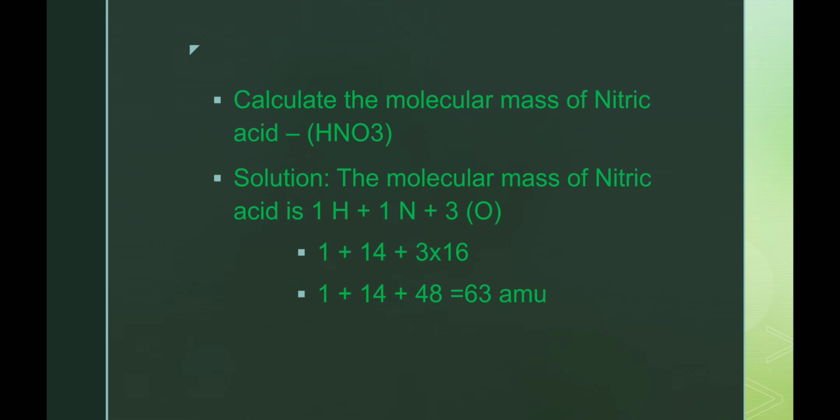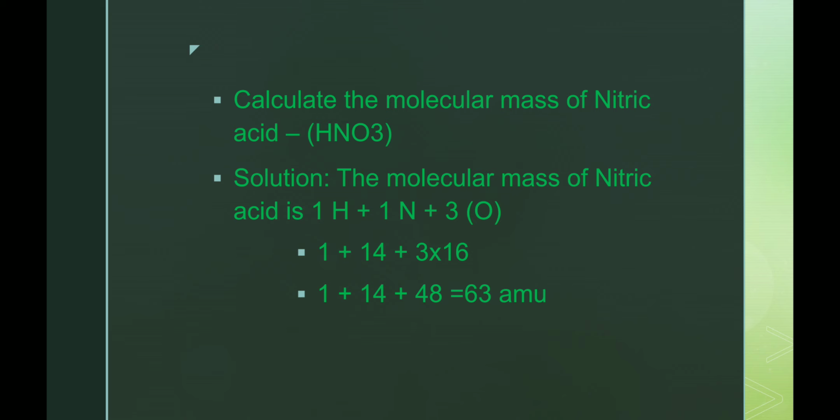Now let us take some examples in order to explain briefly about molecular mass of any compound. Example number 1, calculate the molecular mass of nitric acid whose formula is HNO3. Here is the solution. Observe, dear students, the molecular mass of nitric acid, HNO3, contains one hydrogen atom, one nitrogen atom, and 3 oxygen atoms.